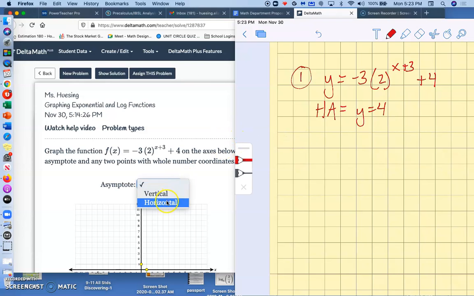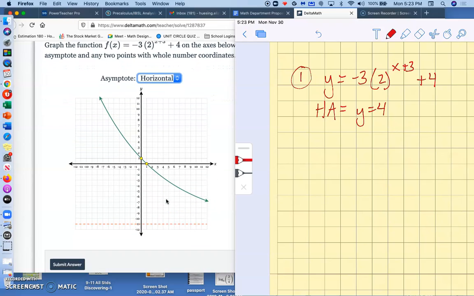So what you do is they're all going to be horizontal. And you see this line at the bottom? You'll see a dashed line. So let's move that up to 4. And then we'll deal with the rest of this.